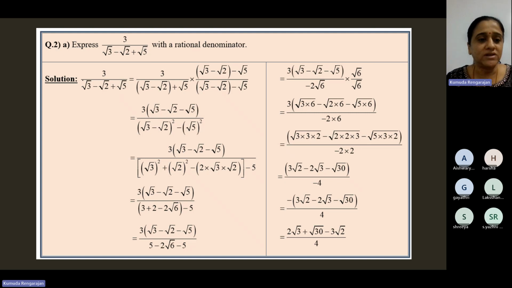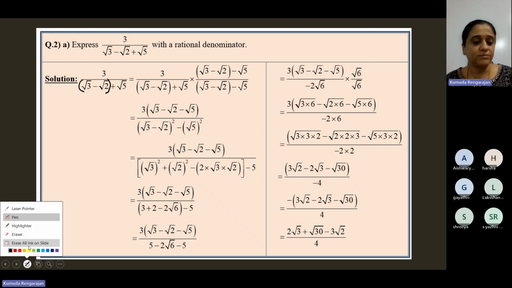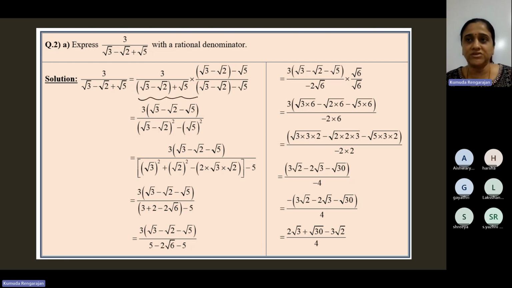So what we do is we insert a bracket here like this. So see the next step. You can see it here. I've written the given number 3 by, I've inserted a simple bracket for the first 2 numbers. So it is root 3 minus root 2 plus root 5.